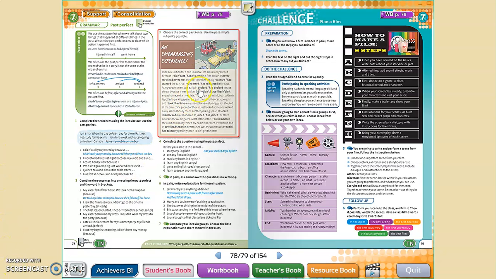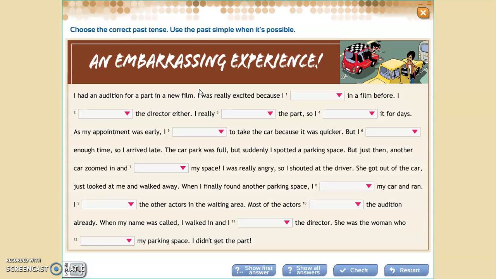Okay, so now I'm gonna click on this exercise, which says to choose the correct past tense using the past simple when it is possible. Okay, so let's see. I had an audition for a part in a new film. I was really excited because I hadn't acted in a film before. I had never met the director either. I really wanted the part, so I rehearsed it for days.